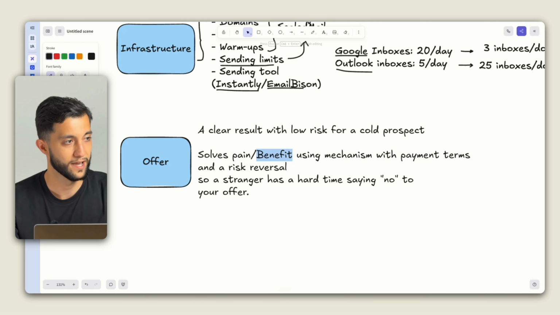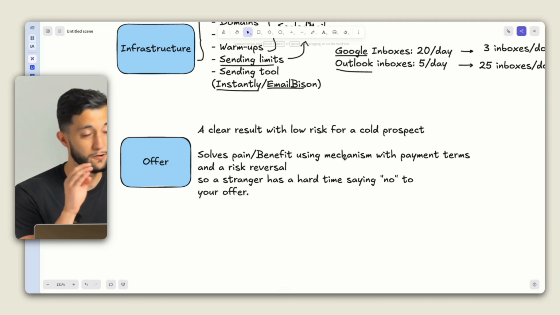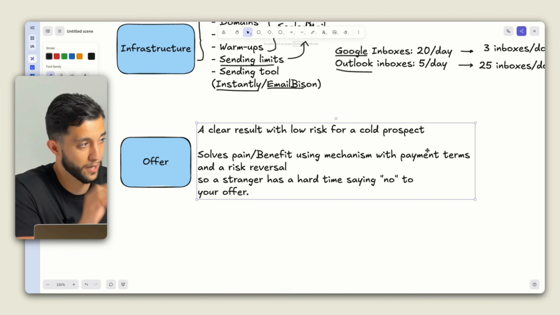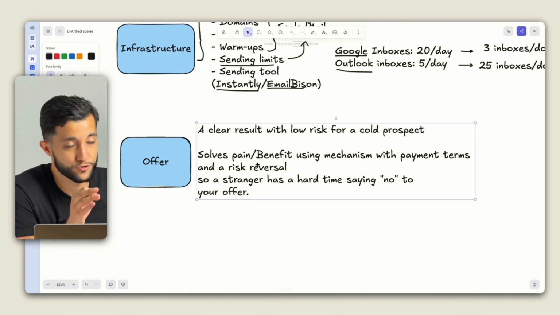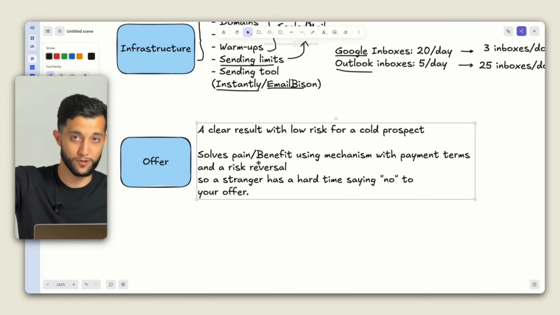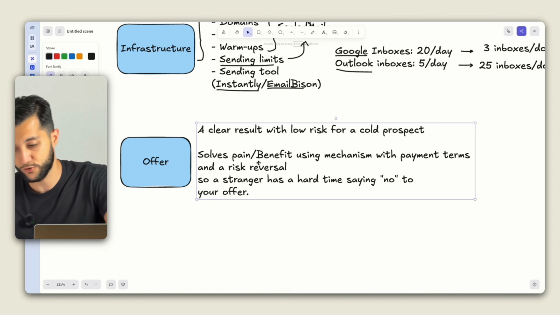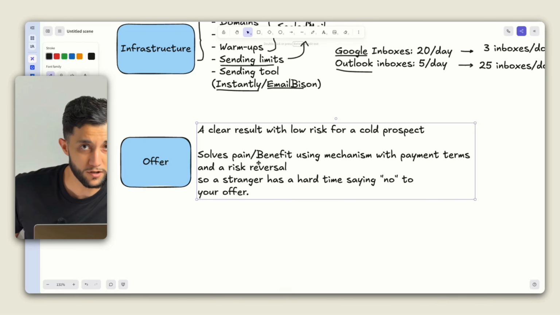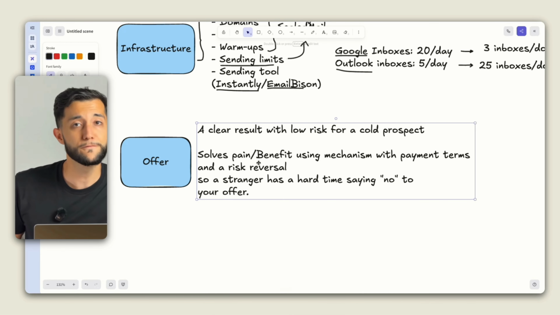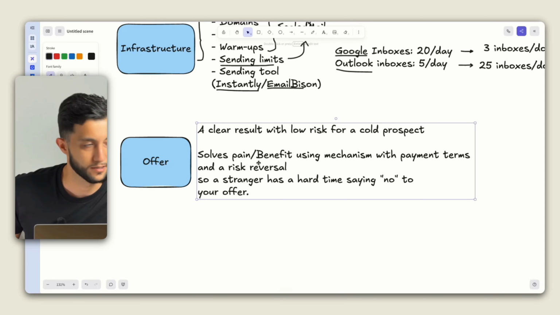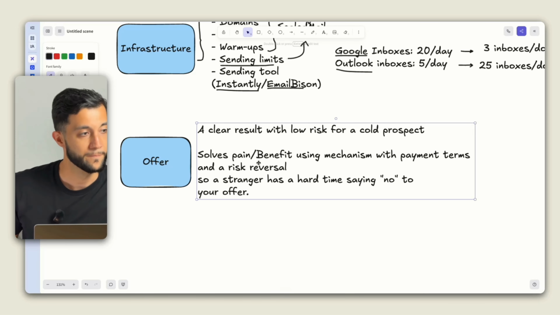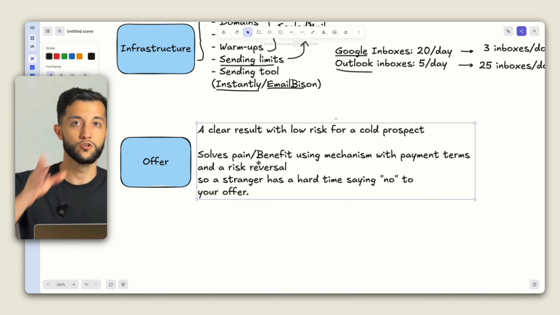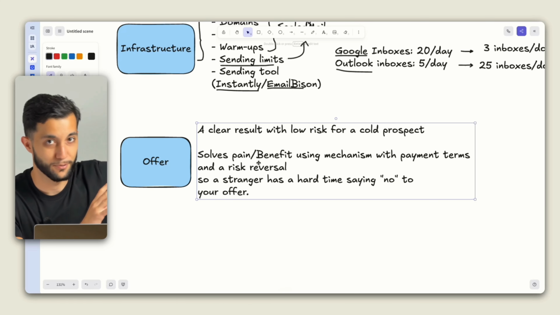Solves a pain or has a benefit that has a very specific mechanism, with payment terms and a risk reversal that's going to reverse the risk that the person you're emailing is carrying on his or her shoulders if they were to say okay to your offer. Or, like, let's go, accept your offer, right? Not the general risk that you perceive, the risk that they perceive.